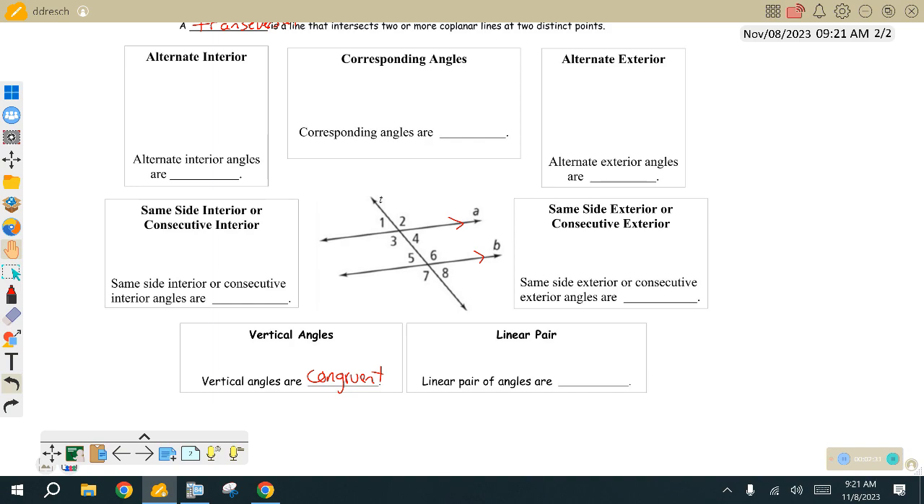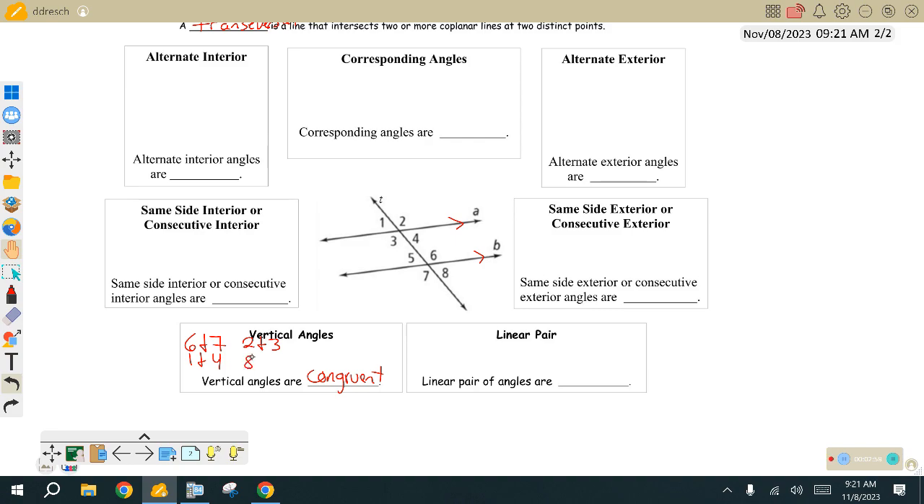Okay, vertical angles are going to be congruent. Give me a pair of angles there that are considered to be vertical. Brianna? Oh, okay. 6 and what? 7. 6 and 7. Okay, 6 and 7 are a pair of vertical angles. What's another pair of verticals? 1 and 4. 1 and 4. What's another pair? 2 and what? 3. 2 and 3. And what's my other pair?